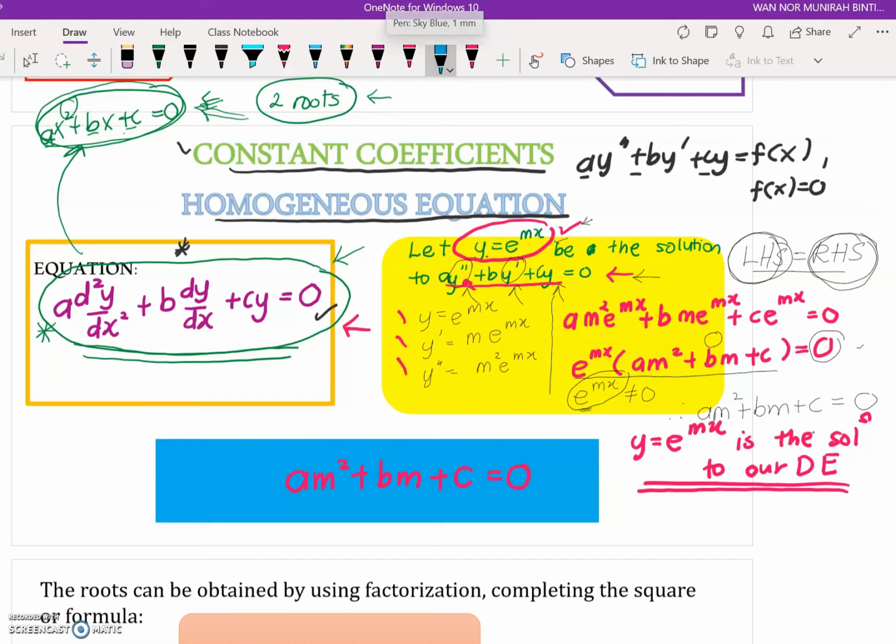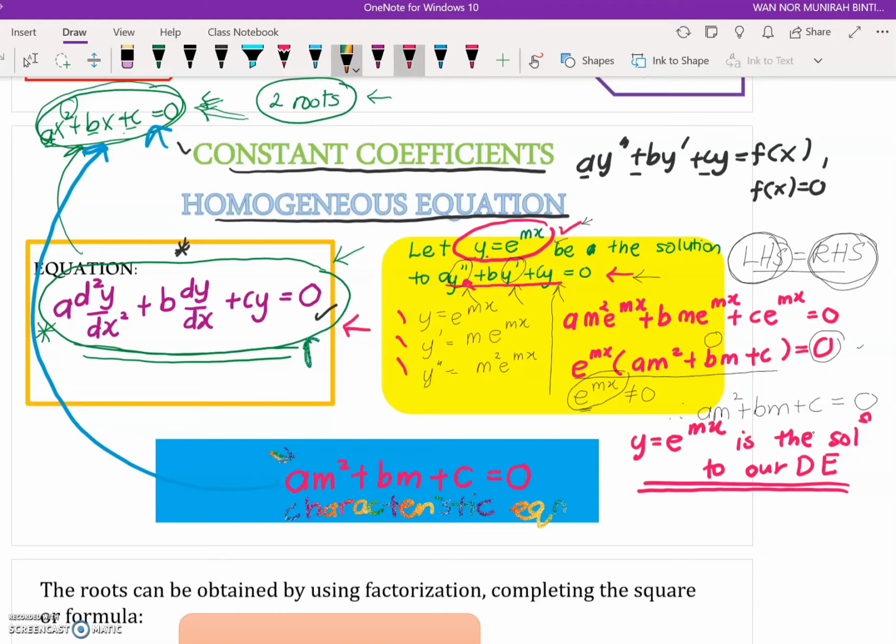Okay, y equals e^mx is our solution, and then we obtain am square plus bm plus c equals 0, which is something like what we have learned before, ax square plus bx plus c equals 0. This one looks like a quadratic equation, but we cannot say that this is a quadratic equation because it is transformed from the differential equation. Am square plus bm plus c equals 0, we call it the characteristic equation, or sometimes in the textbook we call it the auxiliary equation.